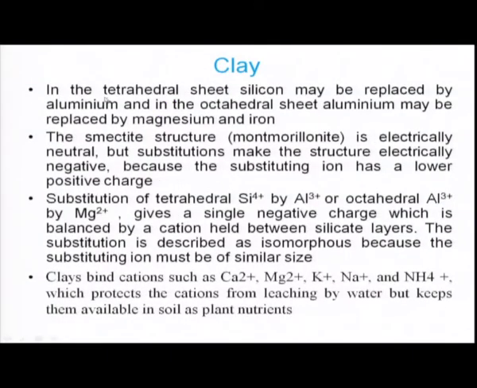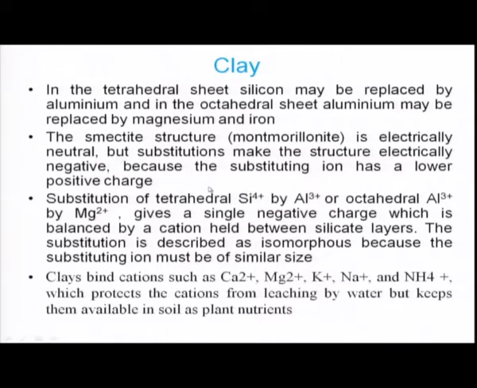And in the tetrahedral sheet, silica may be replaced by aluminum, and in the octahedral sheet, aluminum may be replaced by magnesium and iron ions. The ideal structure of kaolinite is electrically neutral, but substitution makes the structure electrically negative because the substituting ions have a lower positive charge, owing to the change in valency number.